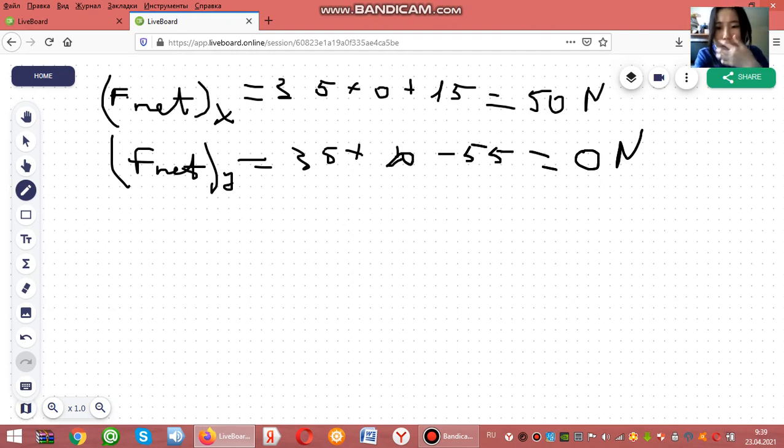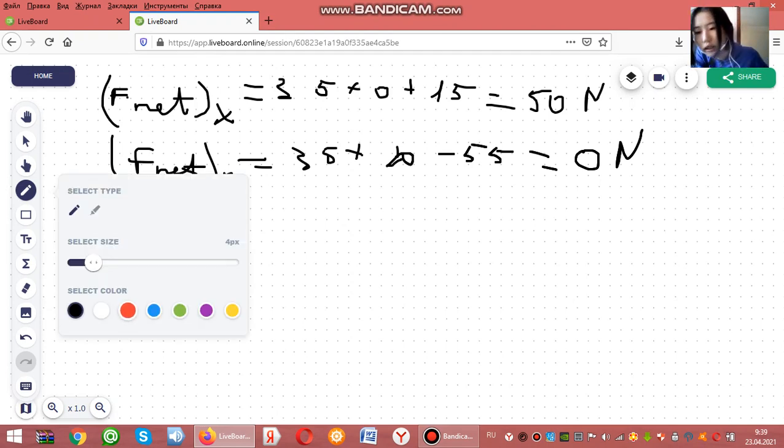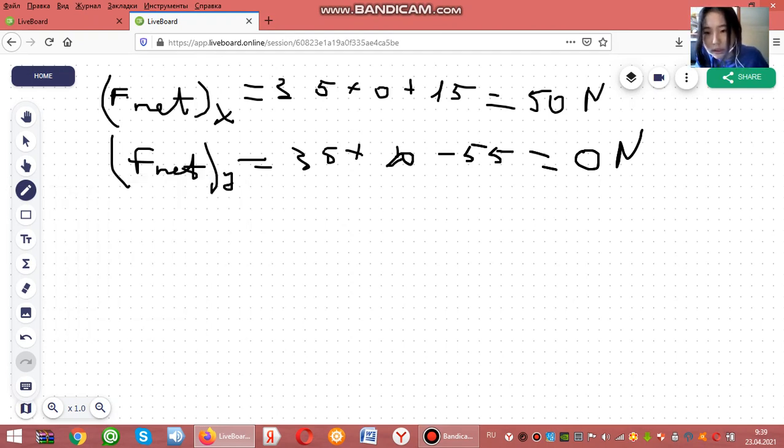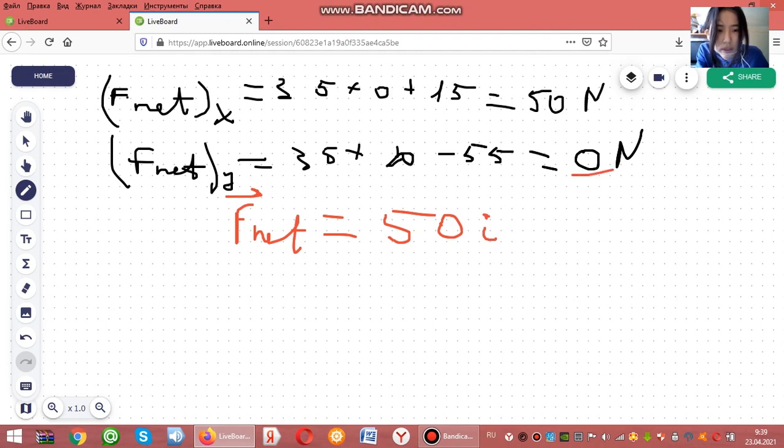Thus the net force is, so here let's write the final. Thus here the net force will equal to just 50i, because here it is 0, so it doesn't matter if we don't write it. Okay, and this is my answer, and that's all.